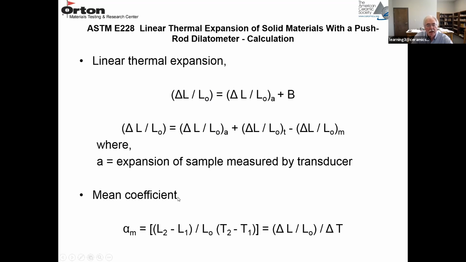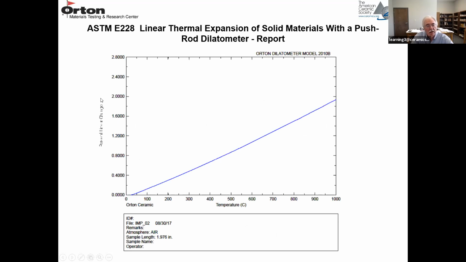You end up with a mean coefficient of thermal expansion, say from room temperature, 20 degrees C, to 1,000 degrees C. That would be your ΔT. The length L2 at 1,000 minus L1 at 20, divided by the initial length, times the temperature T2 at 1,000 minus T1 at 20, gives you your average coefficient of expansion over that temperature range. When you plot this, it is percent linear change versus temperature. This material has a fairly high thermal expansion, but you can see almost linear behavior. It's not quite linear; no materials are exactly linear, but some are pretty close.